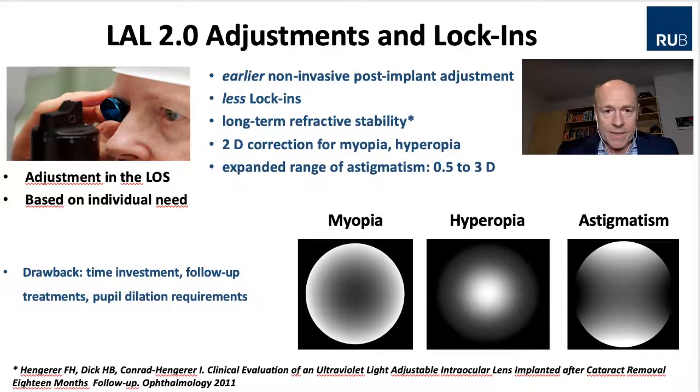It allows earlier post-implant adjustments, fewer lock-ins, a 3-diopter correction for myopia and hyperopia, and an expanded range of astigmatism treatment from 0.5 to 3 diopters. Potential drawbacks are time investment, follow-up treatments, and pupil dilation requirements. All of them are, of course, solvable.